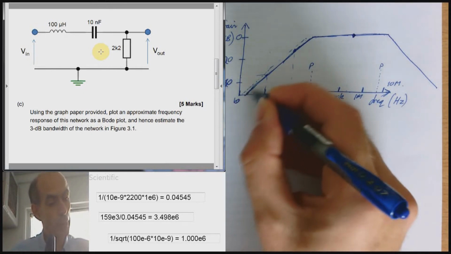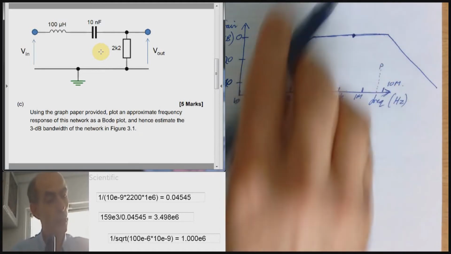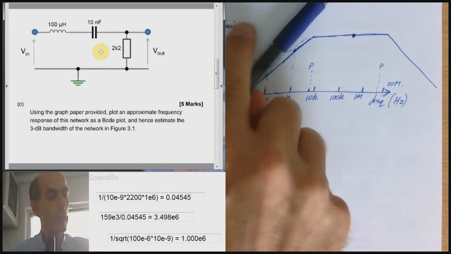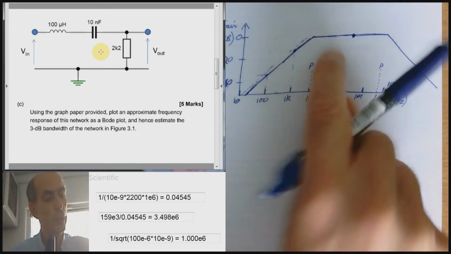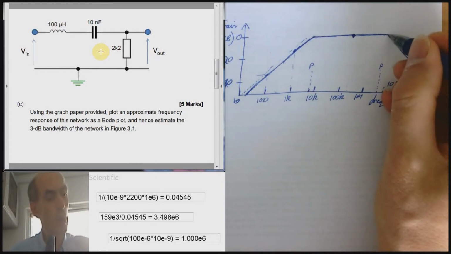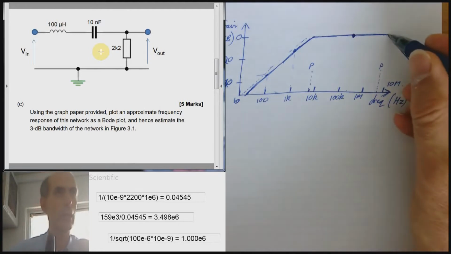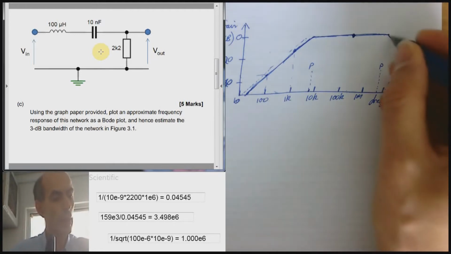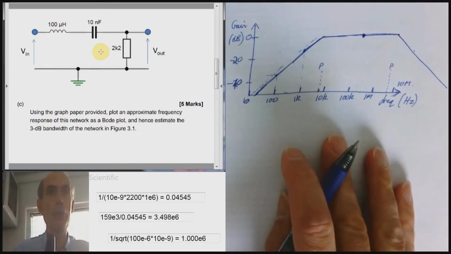You would come up at 20 dBs per decade to the first pole frequency, which reduces the gradient by a factor of 20 dBs per decade, so it's now going horizontally, until you get to the next pole, where the gradient bends down at another 20 dBs per decade. That's what poles do, and we're now heading down like that. That would be it. That would be fine.